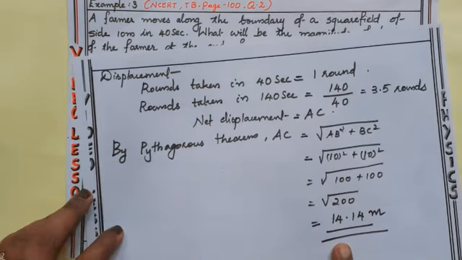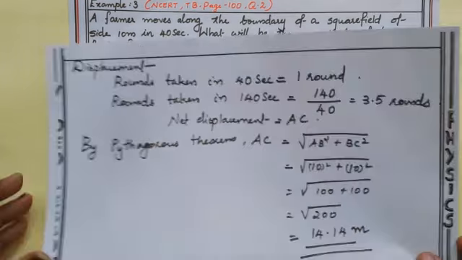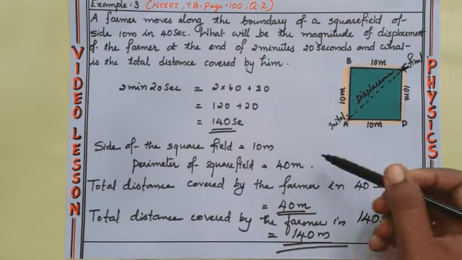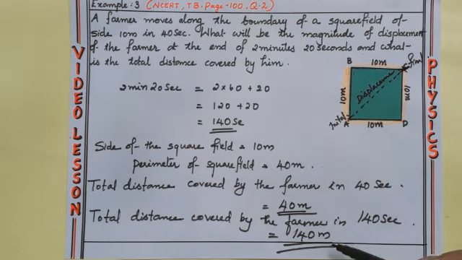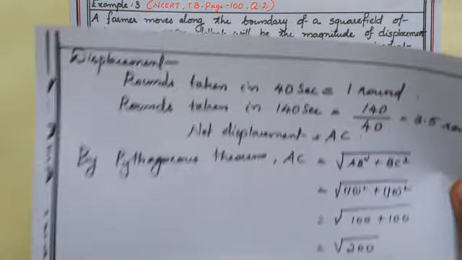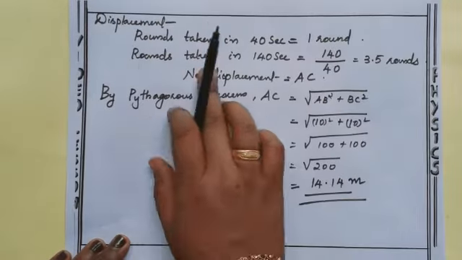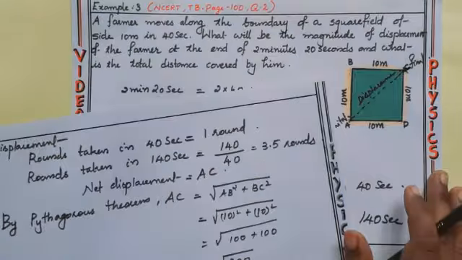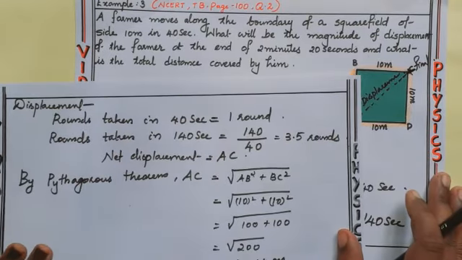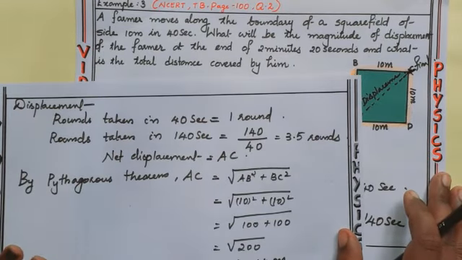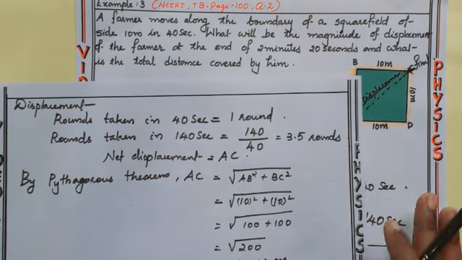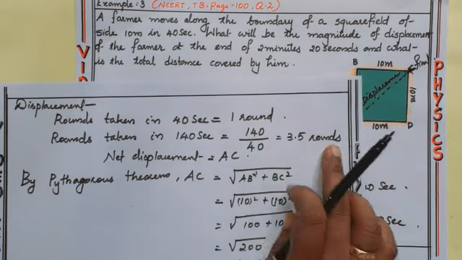Okay, I think you all understand. In the case of distance, there is nothing there. It is very easy. In 40 seconds, he covered 40 meter. Then in 140 seconds, he covered 140 meter. In the case of displacement, we want to find out the initial and final position. Initial position we know, and we want to find out the final position. Because of that, we have to find out the rounds, how many rounds he covered in every 40 seconds. Then in total, in 140 seconds, he covered 3.5 rounds.